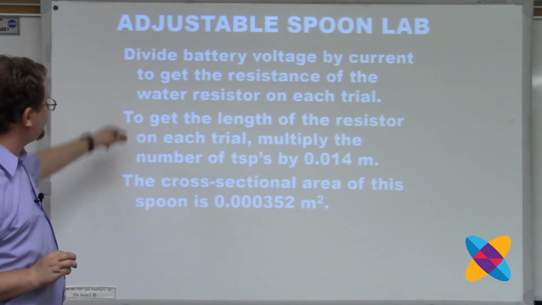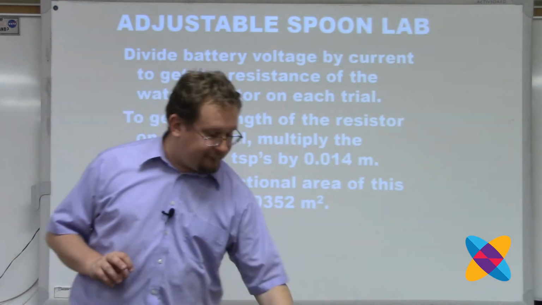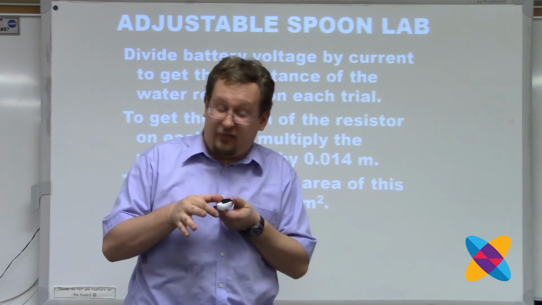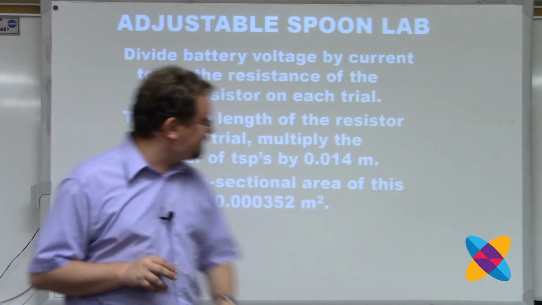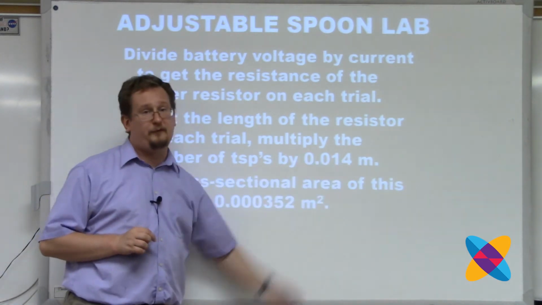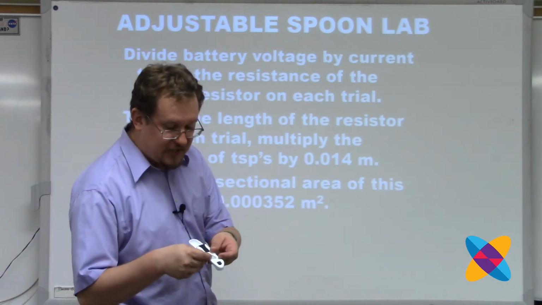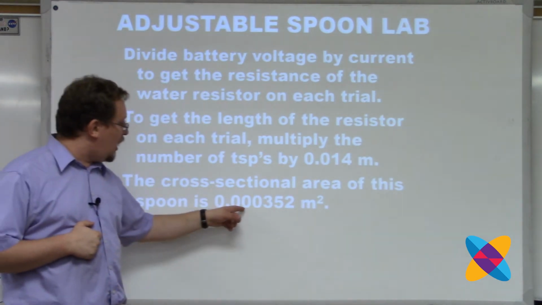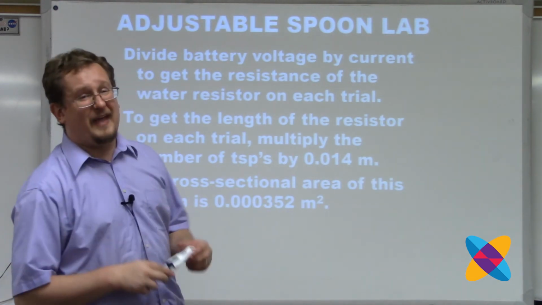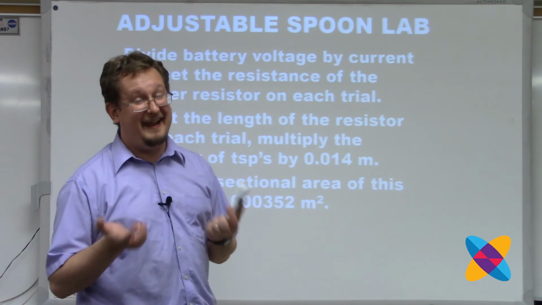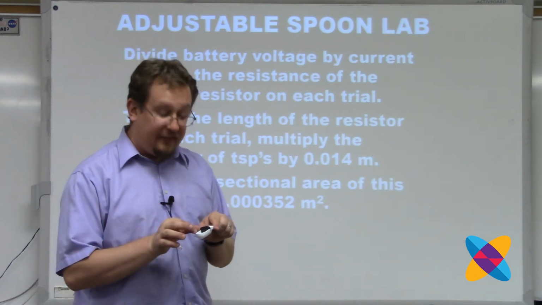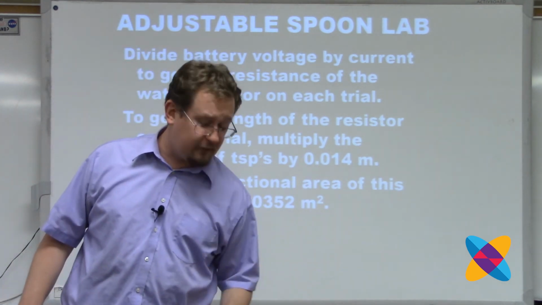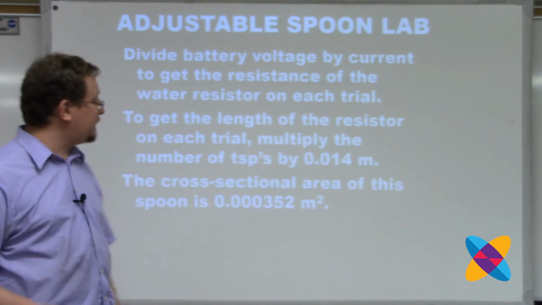So there's also a way we can get the length of the resistor. When I fill this with water, the resistor has a certain cross-sectional area and a certain length. In order to get the length, I'm going to take the number of teaspoons and multiply by 0.014, 1.4 centimeters basically. If you hold a ruler up to this, you'll see that each full teaspoon is separated by 1.4 centimeters. The cross-sectional area of this spoon is 0.000352 square meters. I got that by finding the volume of a teaspoon in meters cubed, and then the length of a teaspoon, and if you divide volume by length, you get the cross-sectional area. Thank you to Google for converting teaspoons to cubic meters for me.